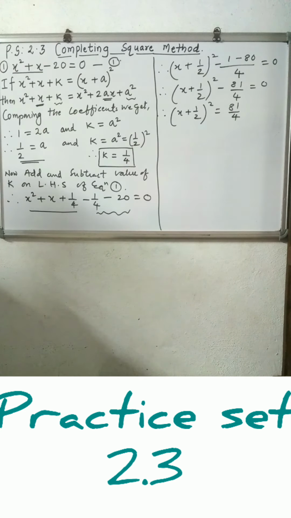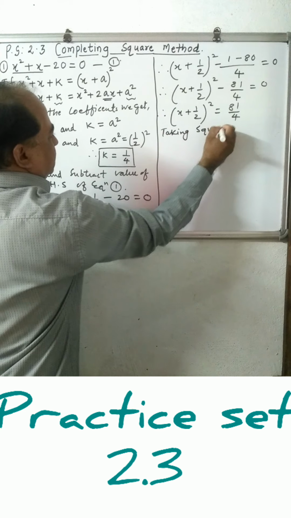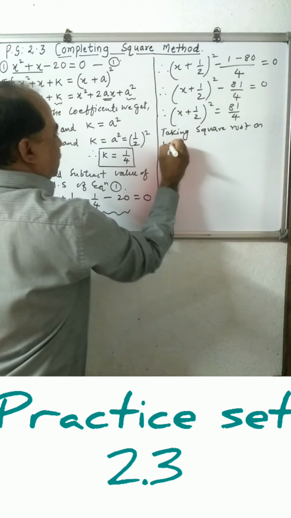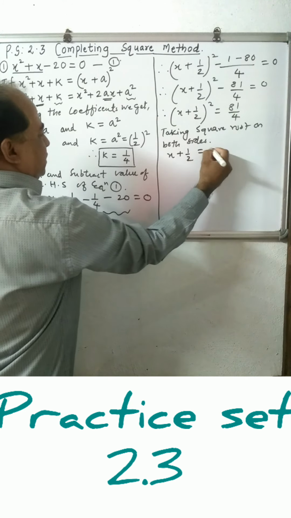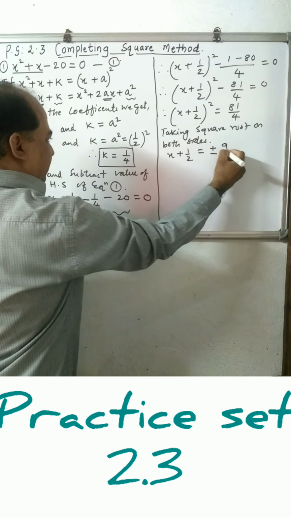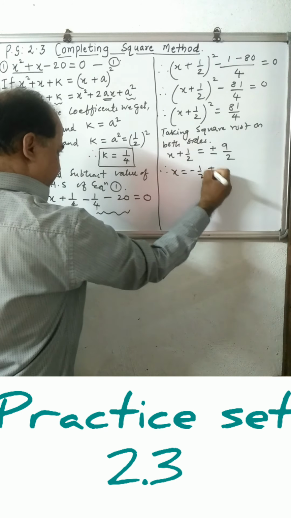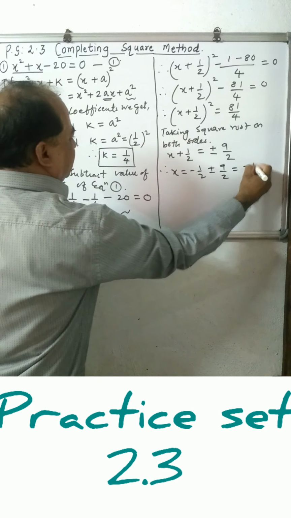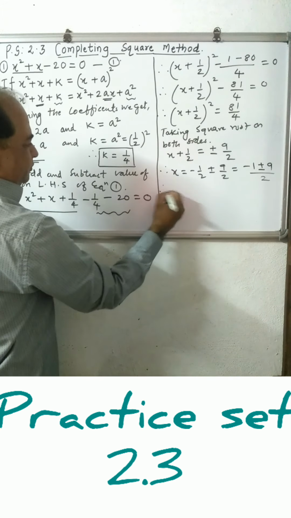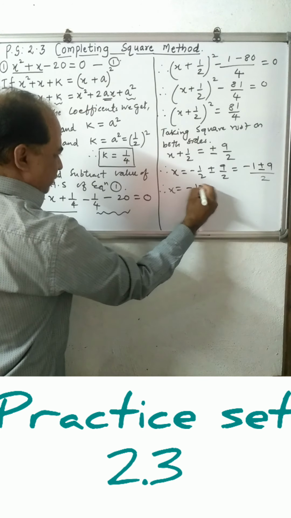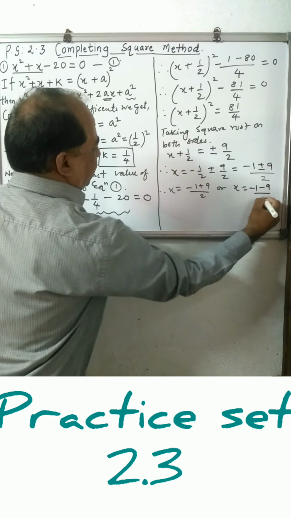Now both LHS and RHS are the complete square. So taking square root on both sides, we get x plus 1 upon 2 is equal to plus minus square root of 81 is 9 upon 2. Therefore x is equal to minus 1 upon 2 plus minus 9 upon 2, which is equal to minus 1 plus minus 9, denominator same, upon 2. Therefore x is equal to minus 1 plus 9 upon 2, or x is equal to minus 1 minus 9 upon 2.